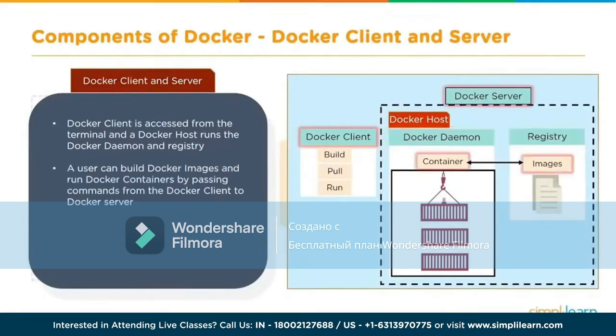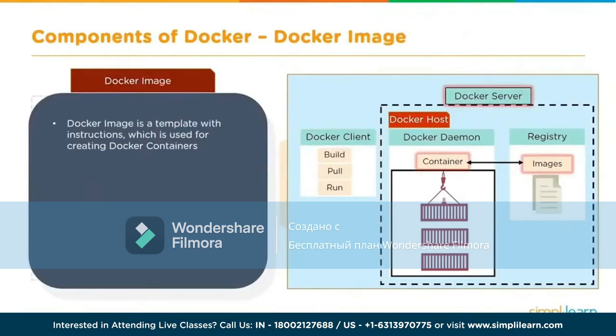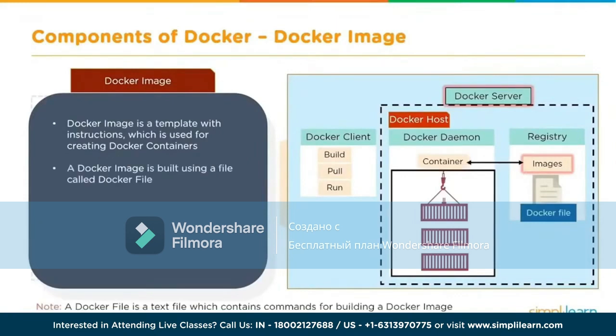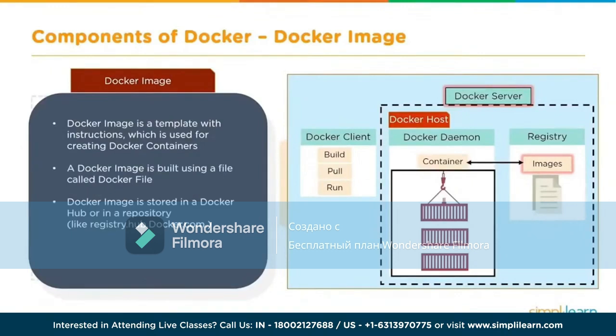When you have your terminal window open, you can use it to create instructions on how to build and run your Docker images and containers. If we look at the images part of our registry here, we see that the image is really just a template with the instructions used for creating the containers which you use within Docker. The Docker image is built using a file called the Dockerfile. And then once you've created that Dockerfile, you'll store that image in the Docker Hub or registry. And that allows other people to access the same structure of a Docker environment that you've created.